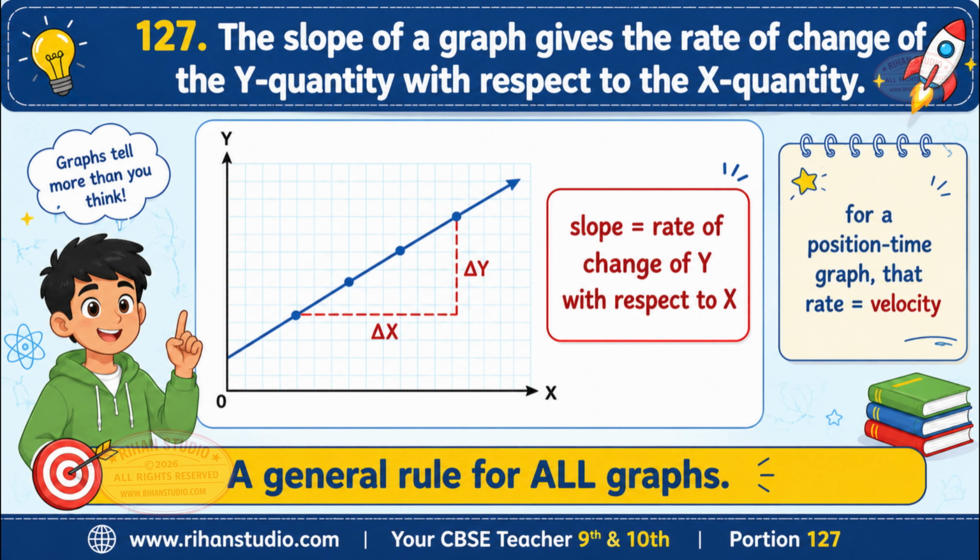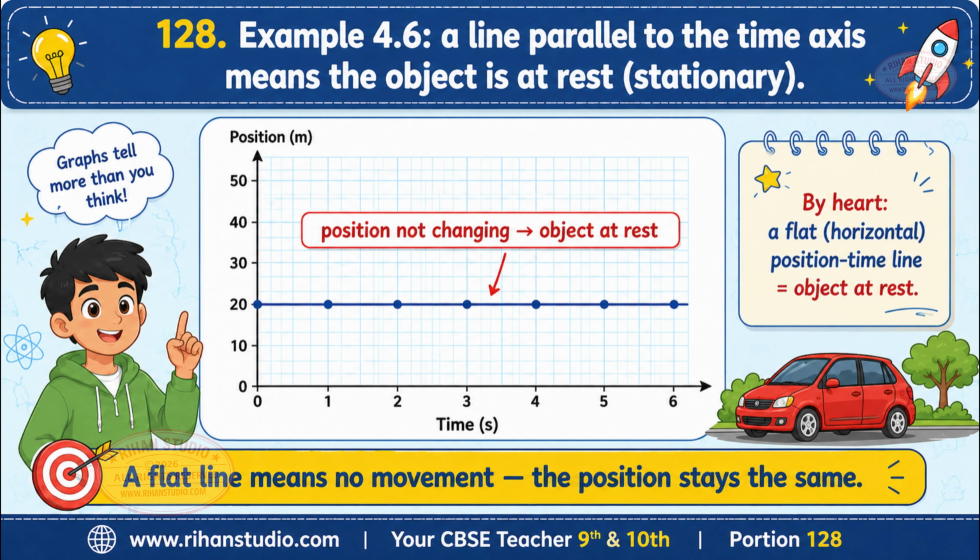The slope of a graph gives the rate of change of the y quantity with respect to the x quantity. A general rule for all graphs: slope equals the rate of change of y with respect to x. For a position time graph, that rate is velocity. Example 4.6. A line parallel to the time axis means the object is at rest, stationary. A flat horizontal line on a position time graph means position is not changing, so the object is at rest. By heart, a flat horizontal position timeline means the object is at rest.